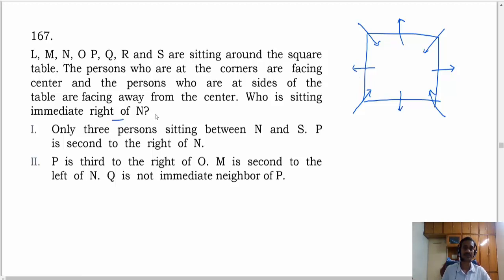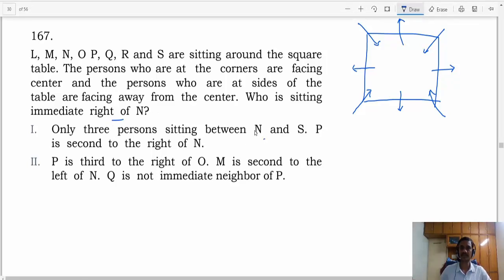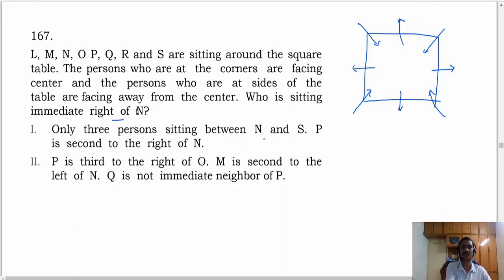Who is sitting to the immediate right of N? 3 persons between N and S, so they are opposite to each other. P is seated second to the right of N. Can we say who is at the immediate right of N? We cannot. Hence 1 alone is not sufficient. What do we need here? We need to identify the direction: who is at a corner and who is at a center. There is no direction in 1, so it is not possible.